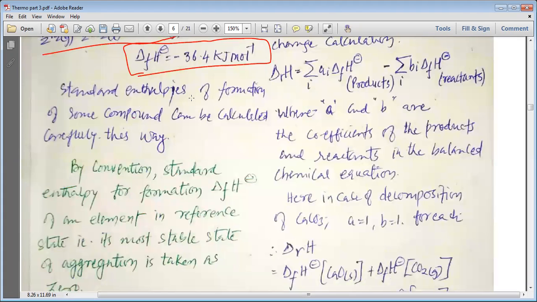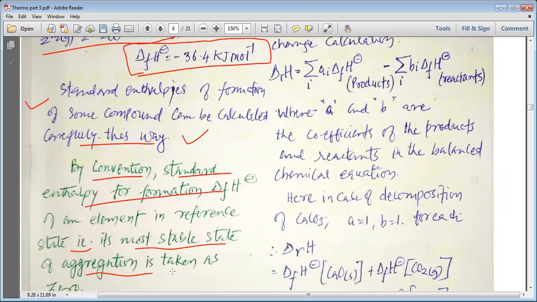Standard enthalpies of formation of some compounds can be calculated carefully this way. So this is how, my dear students, by producing any compound from its elemental form, we can carefully calculate the standard enthalpy of formation. By convention, the standard enthalpy of formation, that is ΔfH°, of an element in its reference state, that is its most stable state of aggregation, is taken as 0.